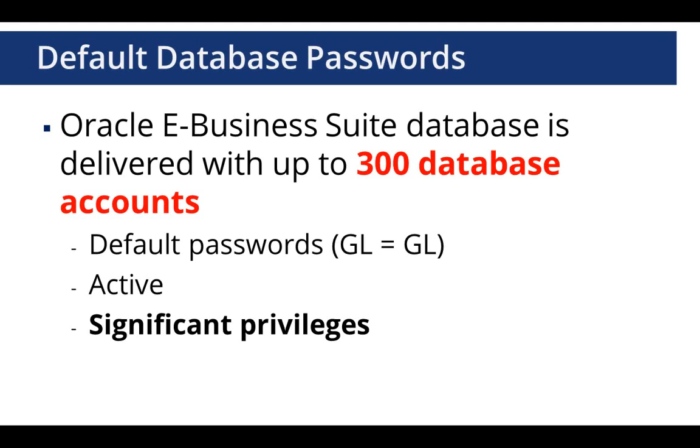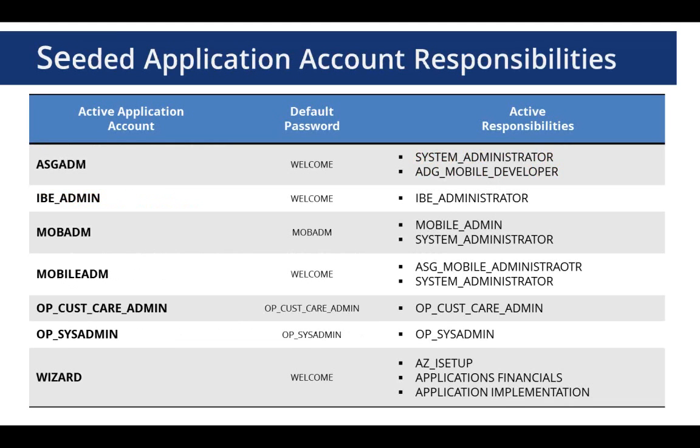As an example, the general ledger account owns all the general ledger data, so you could easily manipulate that. But there are also some specific executes on several APPS procedures that would allow that user to execute any code within the Oracle eBusiness Suite database. So those are important. This is just one example of things you have to be thinking about when you're trying to secure the eBusiness Suite. Another example is seeded application accounts. Oracle comes with about 20 seeded application accounts, and these are at the application level. So when you sign on to the application, next time you go in, try ASG ADM and try the password welcome.